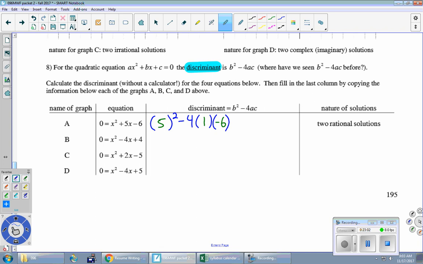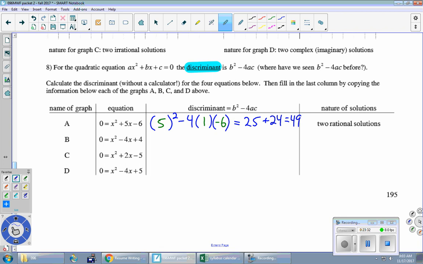Okay, so we will do arithmetic here. 25. Ultimately, is this a subtract or an add? That's an add, 2 negatives. That's a plus. 4 times 1 times 6, 24. Altogether, 49. 49 is the value of that discriminant. So defining the discriminant serves no purpose unless we can do something with it, and I'll show you what we're going to do with it after we finish filling in this table.